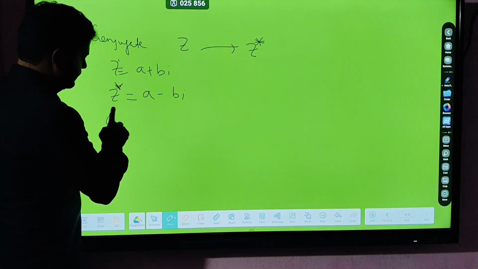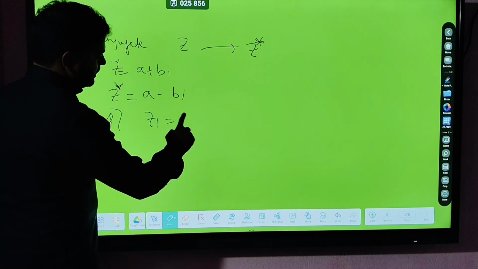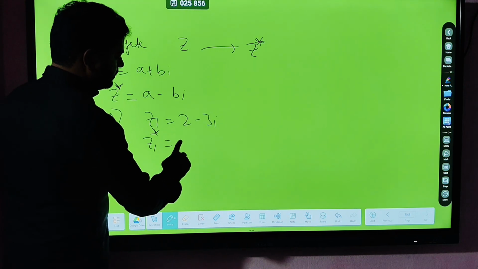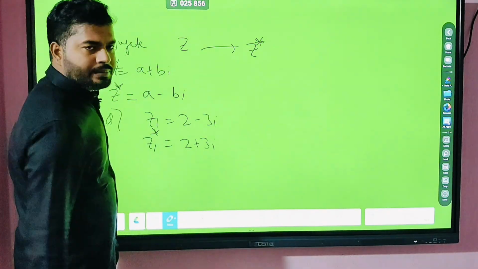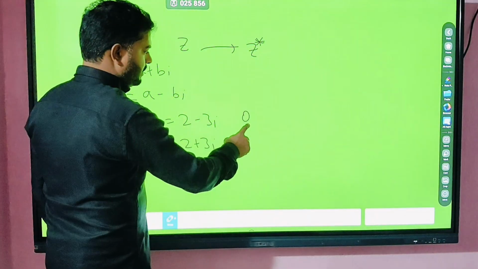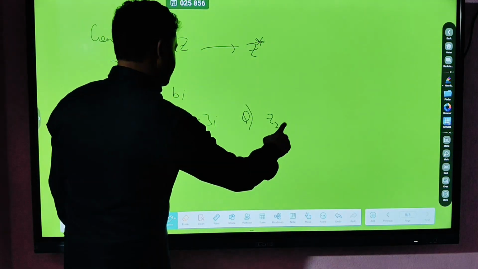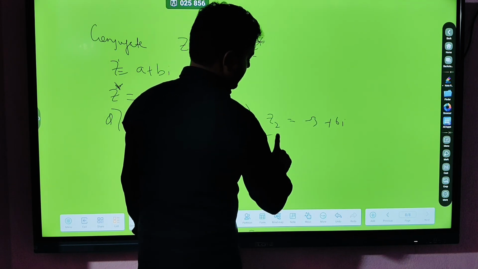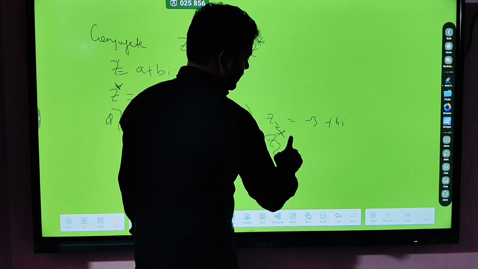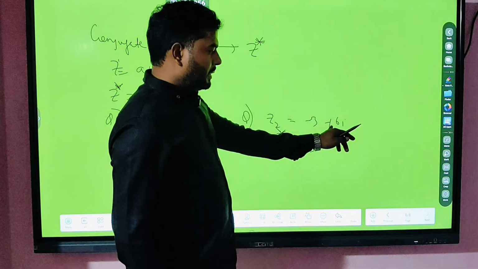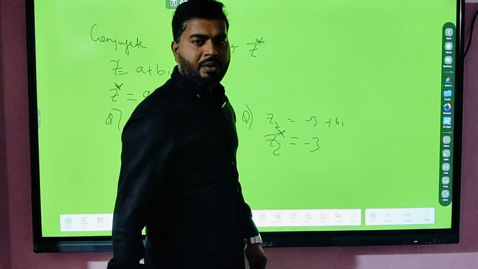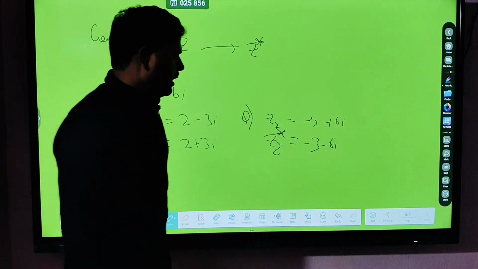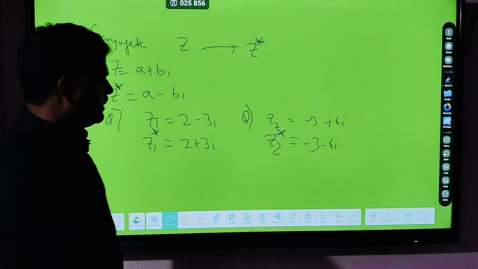Okay, for example, let's say if our z1 is 2 minus 3 iota, then its conjugate is going to be 2 plus 3 iota, right? Let's take another example also. Let's say our z2 is minus 3 plus 6 iota, then z2 conjugate is going to be minus 3. This plus will become minus. This will be as it is. Real part we don't have to touch. This is minus 6 iota, right?